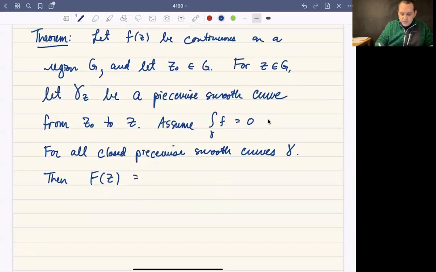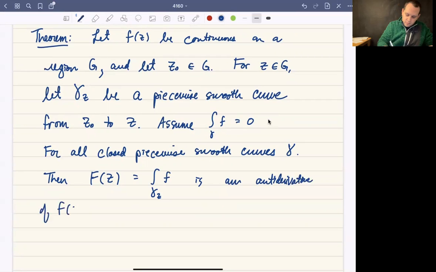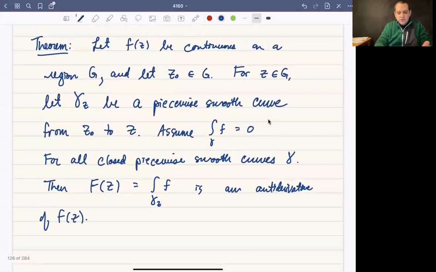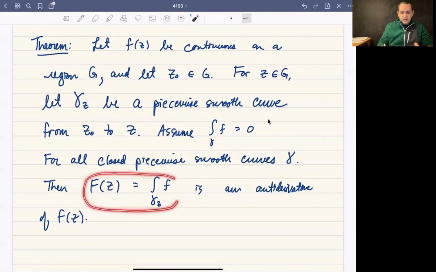Okay, and with all those assumptions, the function that we're going to define as capital F of z, which is the integral over gamma sub z of f, is going to be an antiderivative of little f. Okay, a lot to process there, but assuming that everything is nice, this function, which is the line integral from z naught to z, is going to be an antiderivative of little f.